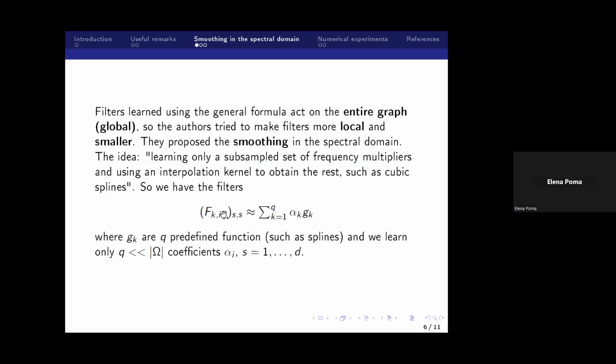Sorry, this is okay. The filters were written as a sum of Q predefined functions, such as splines, and these functions are the g_k. And instead of learning n values of these matrices for each filter, where n is the size of omega, they just had to learn the coefficients alpha_k, which are Q for each filter. They wanted to approximate the filter as a finite sum of these splines. And this became very efficient when Q is much smaller than the cardinality of omega.